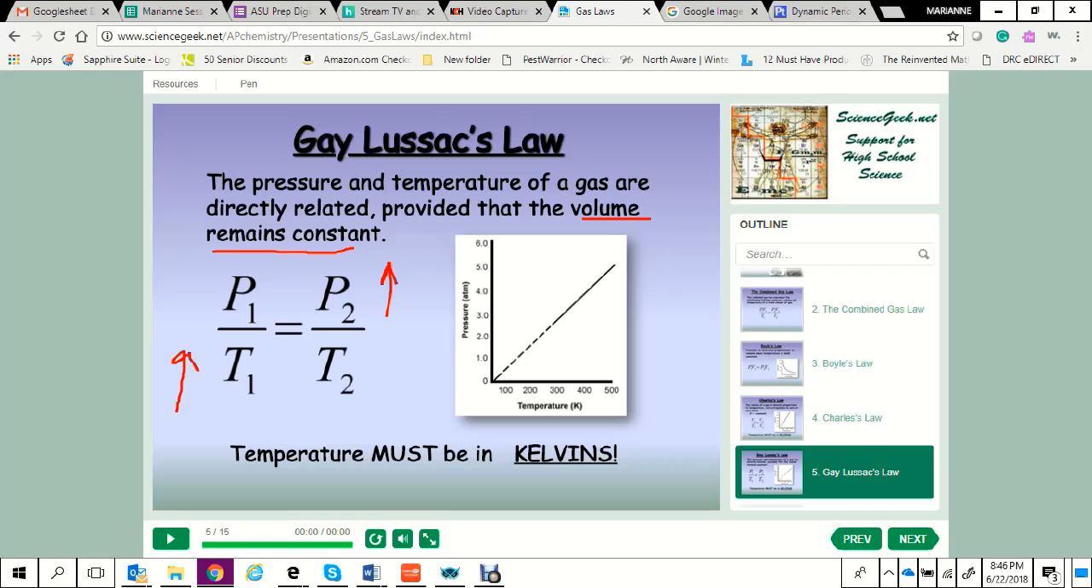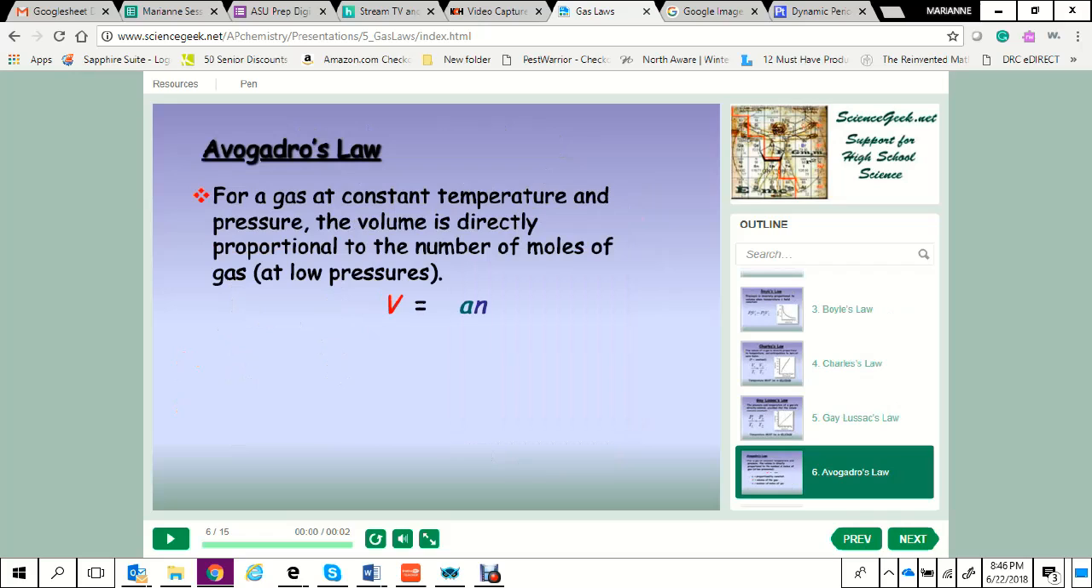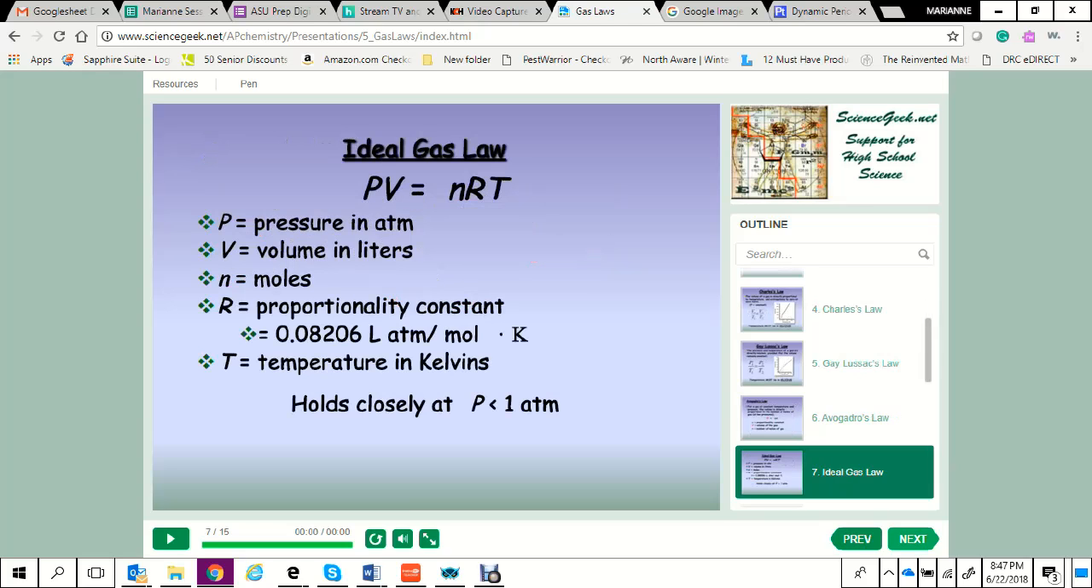So this is the fourth gas law. And the fifth gas law is for a gas at a constant temperature and pressure. So now the temperature and pressure are constant. The volume is directly proportional to the number of moles of a gas. And N stands for the number of moles of a gas.